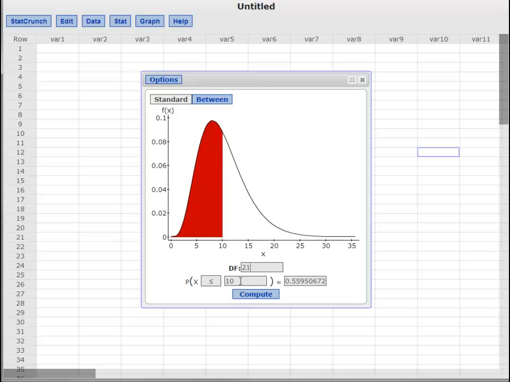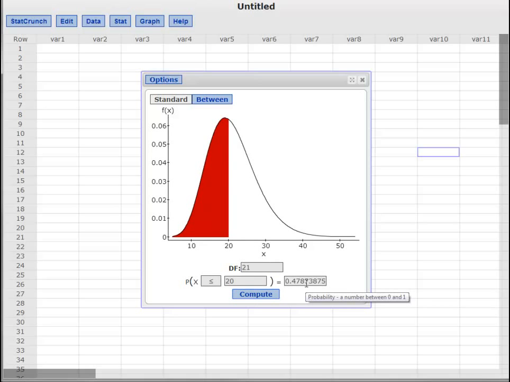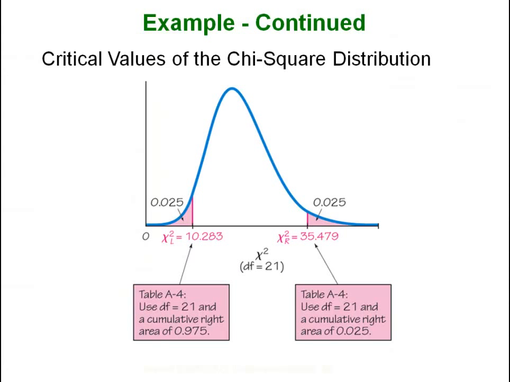And down here, normally you would go, okay, what's the probability that something is less than 10 or something is less than 20? And it will give you the probability. But what you can do is just type in the probability and it will give you the critical value. So if we want our left-hand chi-square, since we want to be 95% confident, we want half of that below, so 0.025. Compute, there's our 10.283, right?